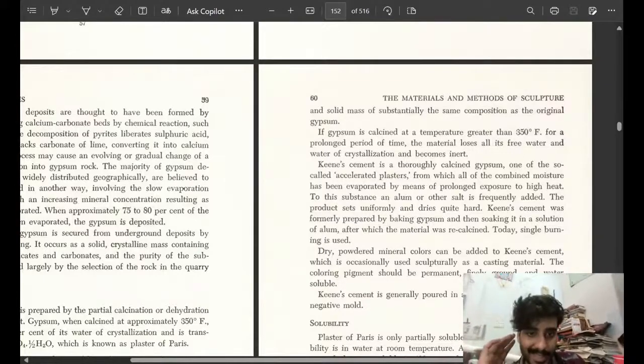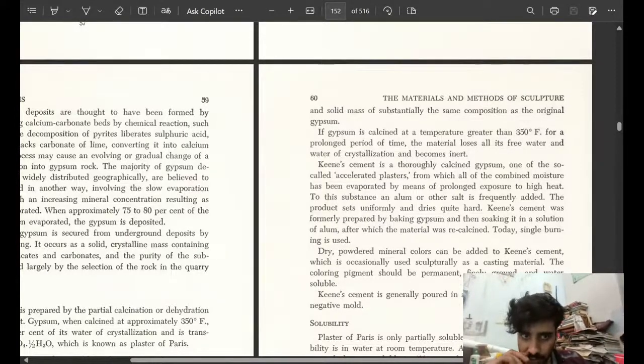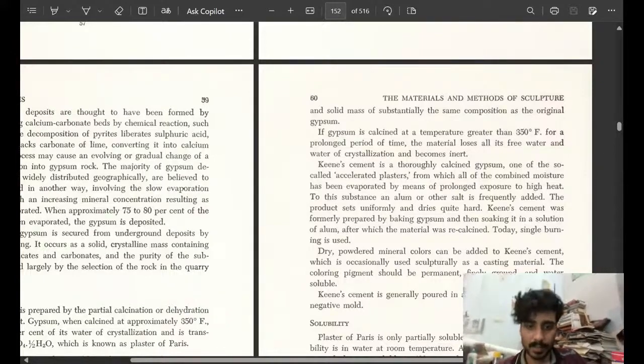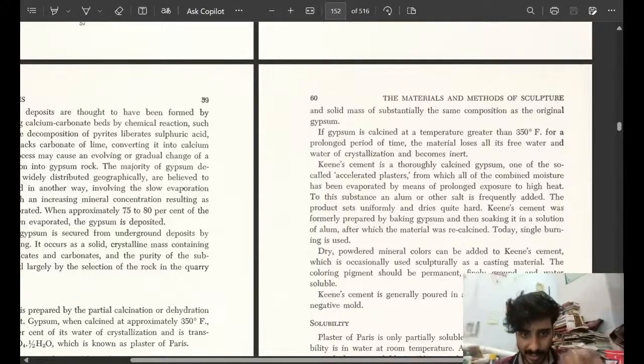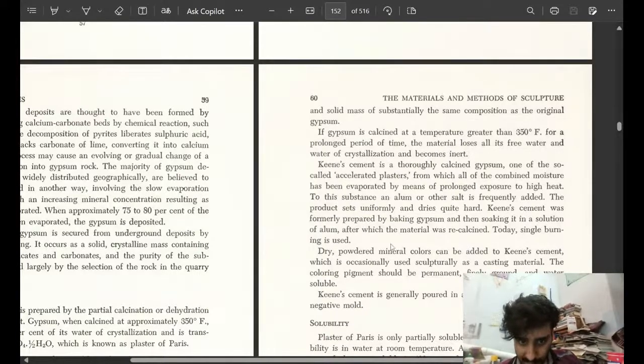Now we will see Keen's cement. It is thoroughly calcined gypsum, one of the so-called accelerated plasters, from which all of the combined moisture has been evaporated by means of prolonged exposure to high heat. To this substance, an alum or other salt is frequently added. The product sets uniformly and dries quite hard. Keen's cement was formerly prepared by baking gypsum, then soaking it in a solution of alum, after which the material was recalcined. Today a single burning is used.